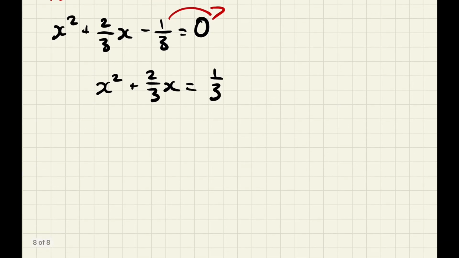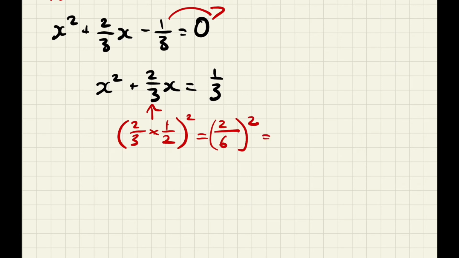And then what we do is our same process that we did previously. We look at our middle term, we halve it, and then we square it. So our middle term is 2 on 3. We take half of it, we can multiply it by half, and then we square it. Our answer to this is going to be 2 times 1 is going to give us 2 on the top, and then 3 times 2 is 6 on the bottom, all squared. And just simplifying that down a little bit, we'll end up with 1 on 3 squared. We don't need to square it just yet. So let's take this and add it to both sides of our equation.